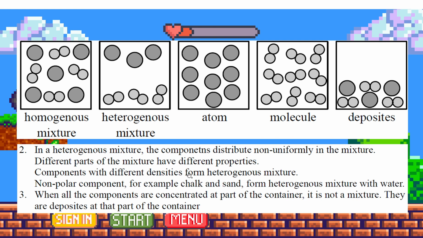Good example. They don't mix. Oil and water can't mix. Non-polar components, for example oil or chalk or sand, form a heterogeneous mixture with water. You can mix water with chalk and sand, but they become suspended in the water. Then you can still see them, the little chalk particles, the little sand particles. We call it a precipitate.